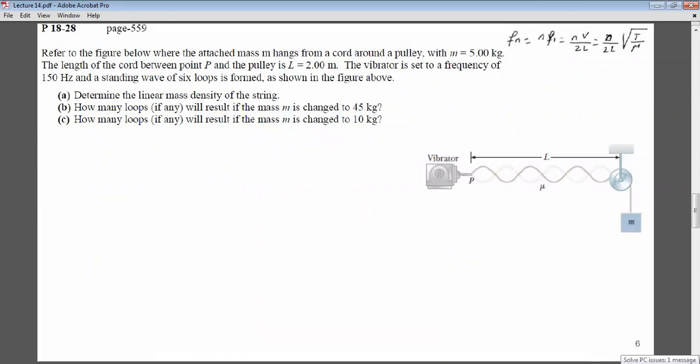The second exercise, refer to the figure below where the attached mass M, again I have M here, hangs from a cord around a pulley with M is equal 5 kilogram. So we know that M is 5 kilogram. The length of the cord L is 2 meters. And the vibrator is set to a frequency of 15 hertz. So the frequency is also fixed. I have fixed frequency.